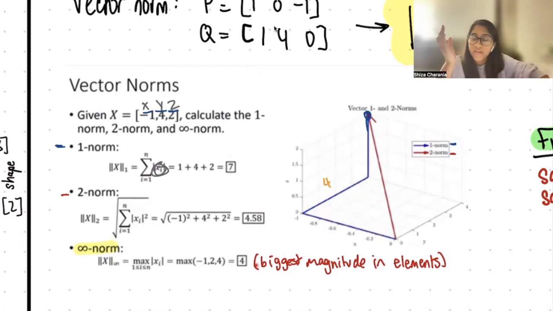Now there's a shorter path, and you can kind of think of this as the Pythagorean theorem, where you have edges of a triangle, but now you're trying to find this red line, which is the hypotenuse. And so what you end up doing is you square all of the elements of the vector, and then you square root it. After you do that, you get the L2 norm. Now, another thing you can do is the infinity norm, and that's just the biggest magnitude among the elements, which is 4 in this case, even though this diagram is not scaled properly.